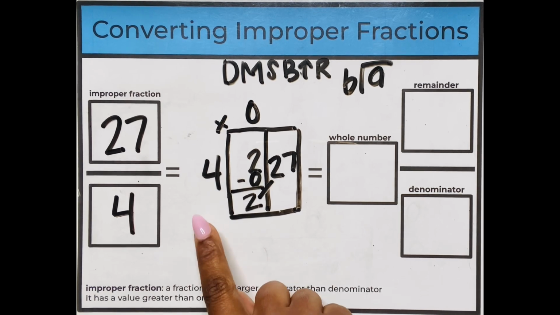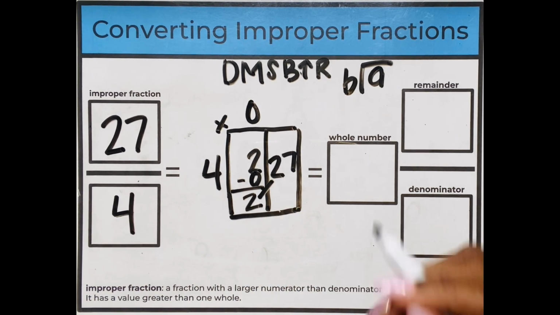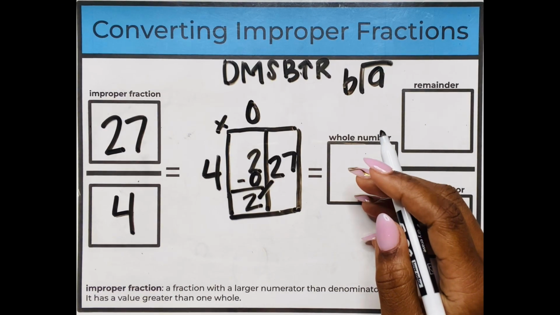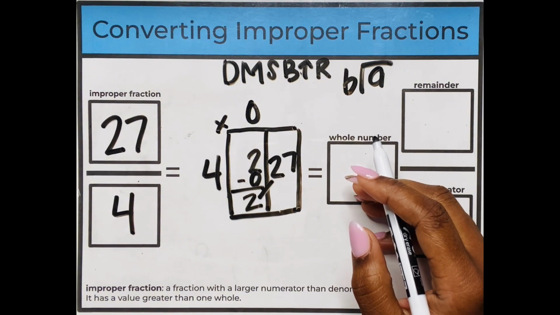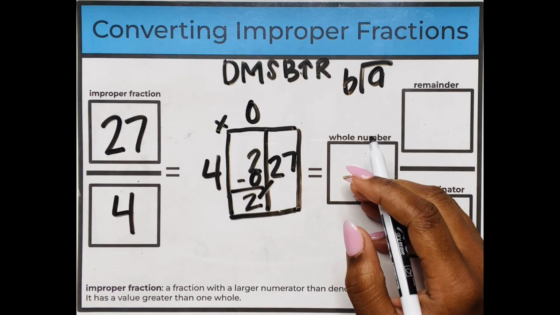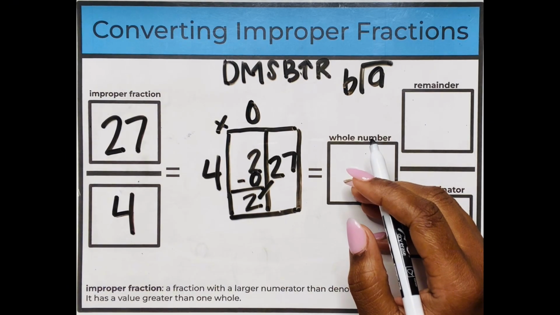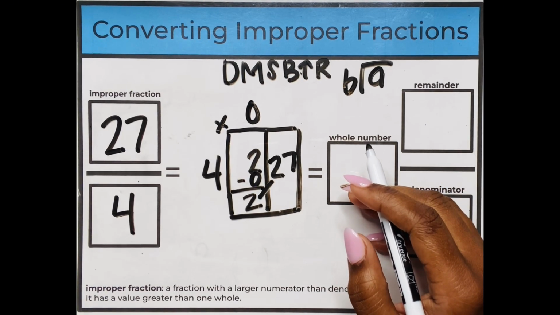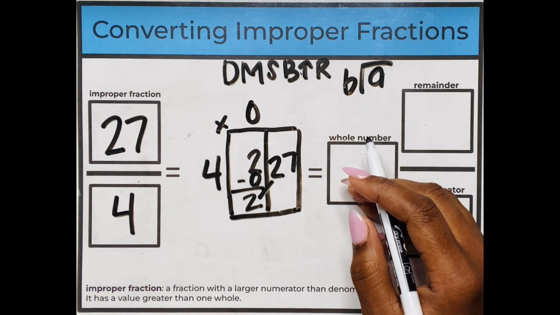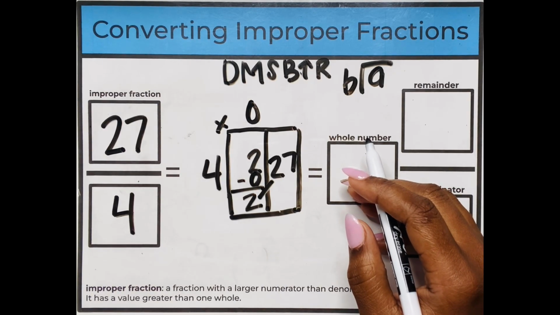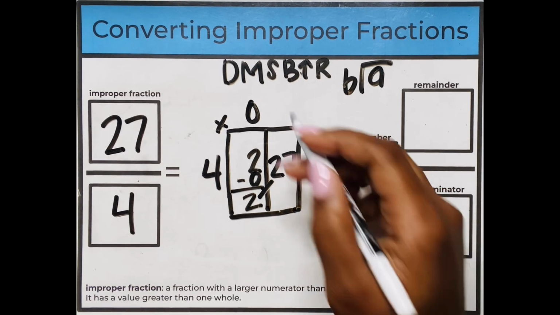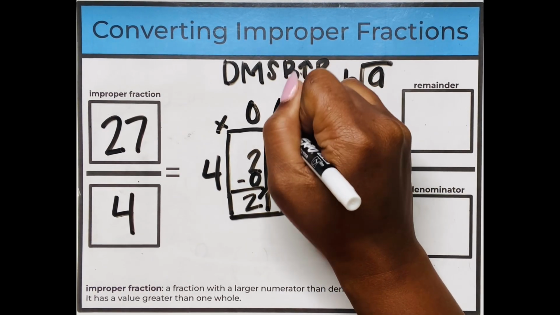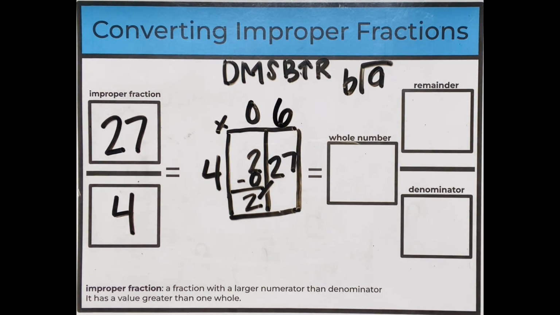Okay. So 4 goes into 27. How many times? Hopefully you know your multiplication facts. Or we're going to say 7 times or 6 times? 6 times 4 is, hopefully you said, 24. 7 times 4 is 28, right? That's too much. So let's do 6. Very good.